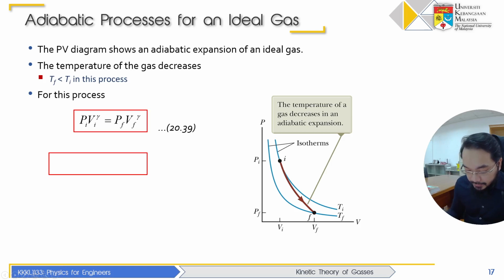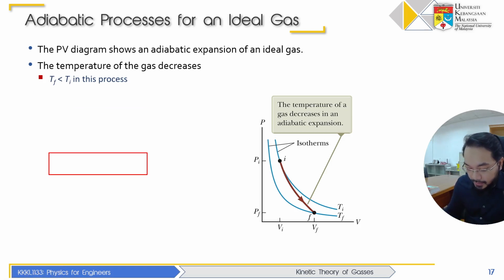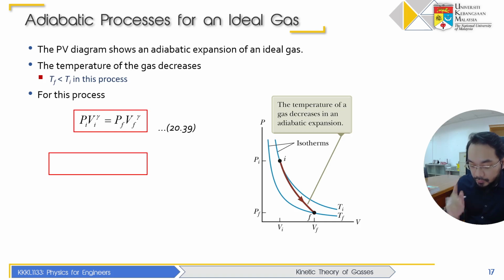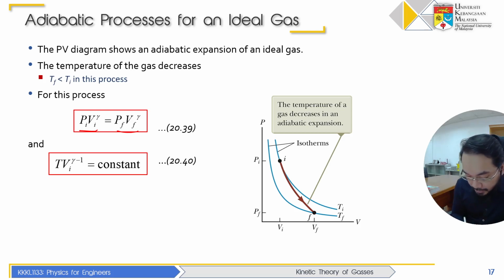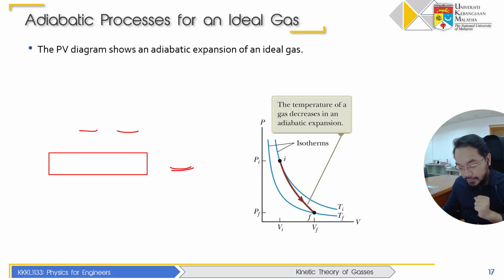For this process, according to our analysis just now, PV to the power of gamma is constant. Therefore, we can say that PV to the power of gamma initial is equal to PV to the power of gamma final. Also, upon further derivation, we can show that TV to the power of gamma minus 1 is also a constant. So you can have either PV or TV. If you know the TV or the PV of an adiabatic process, you can do the analysis, because TV to the power of gamma minus 1 is a constant, similar to how PV to the power of gamma is a constant.